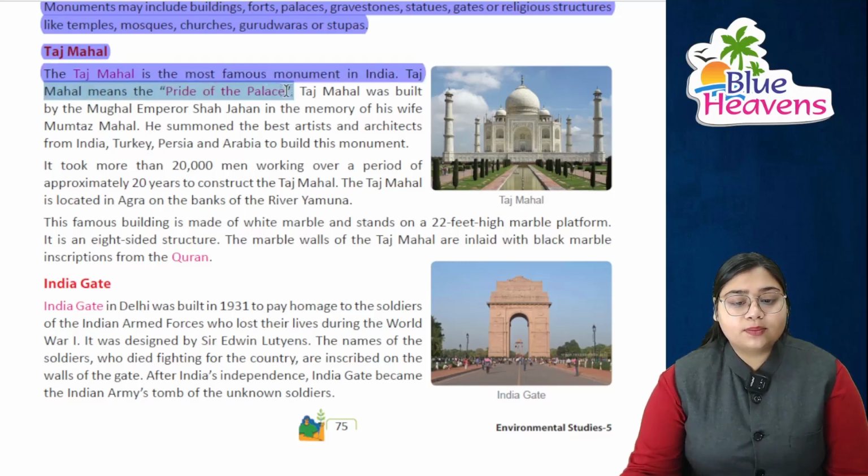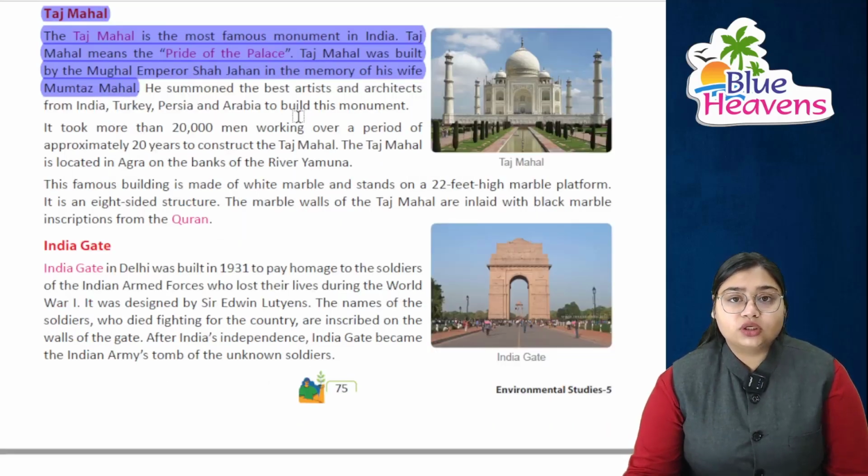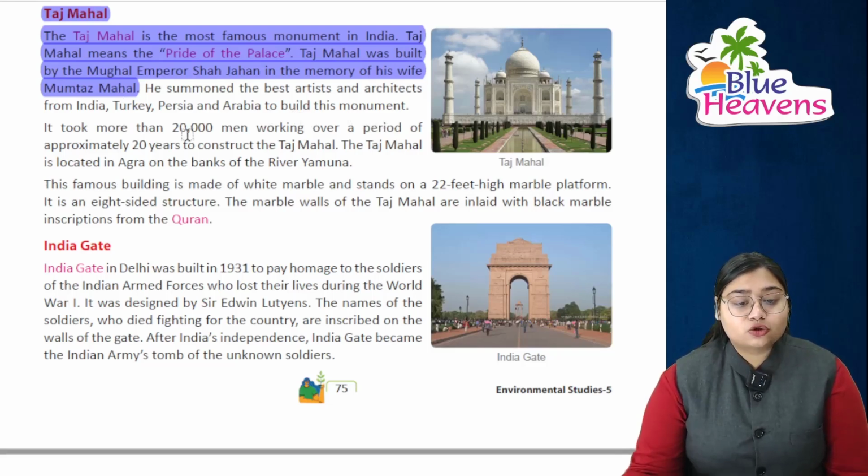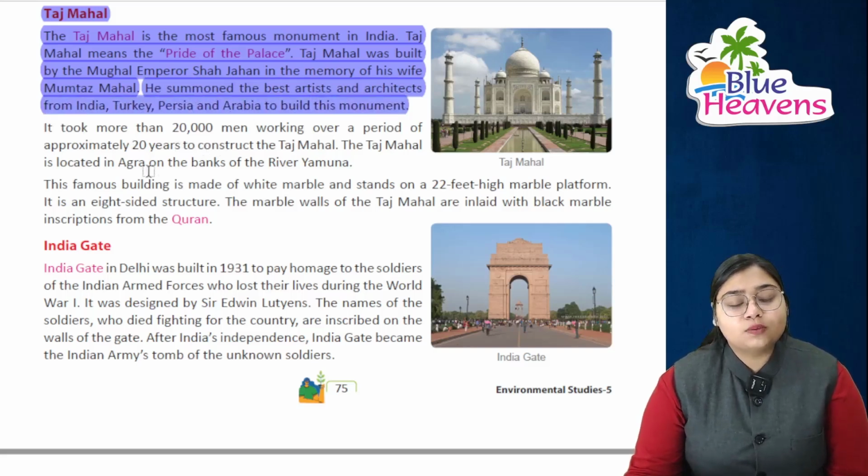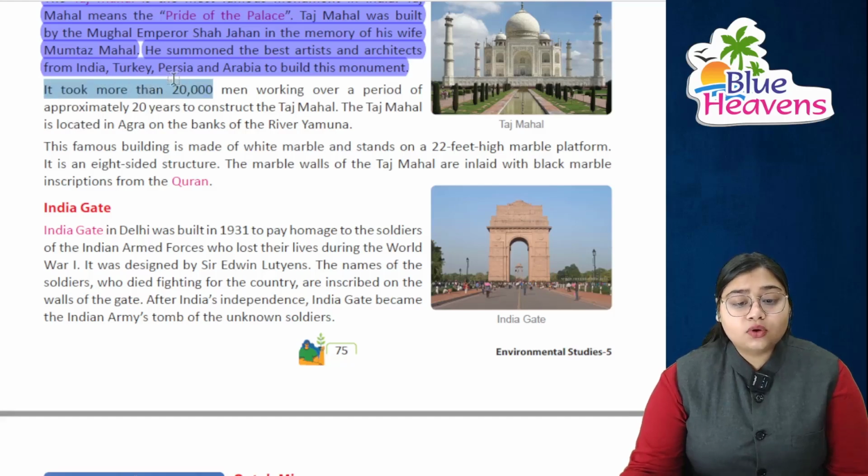ताजमहल का मतलब होता है प्राइड ऑफ द पैलेस. यानी कि ताजमहल वाज बिल्ट बाय मुगल एम्परर शाहजहां इन द मेमोरी ऑफ हिज वाइफ मुमताज महल. जो शाहजहां थे उन्होंने अपनी वाइफ की मेमोरी में इसको बनवाया था. He summoned the best artists and architects from India, Turkey, Persia and Arabia so that they could build this monument. It took more than 20,000 men working over a period of approximately 20 years to construct the Taj Mahal.